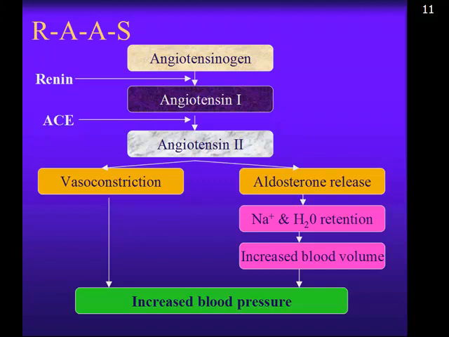So here's the picture of it. We start with angiotensinogen that's circulating in our bloodstream. Renin from the kidneys acts on that to change it to angiotensin 1. Angiotensin converting enzyme acts on that to change it to angiotensin 2. We get release of vasoconstriction and release of aldosterone, which causes sodium and water retention and increased blood volume. So if you're hemorrhaging, this is a wonderful thing. If you're not, it can get us into trouble.